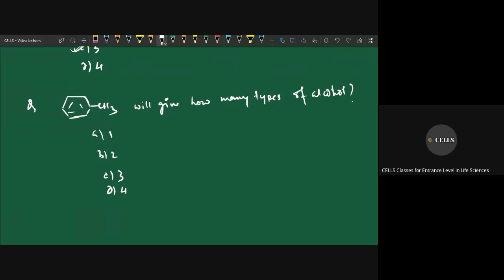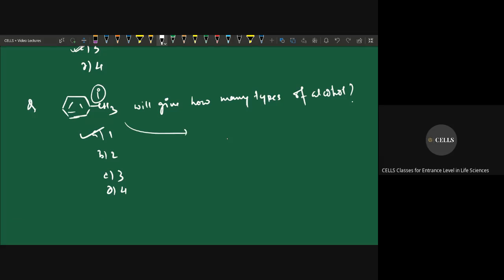Just take any guess and tell me. How many types? I asked you how many types. Alcohol can be only of 3 types. You can't answer 4. Very simple. Primary, secondary, or tertiary. There will be one answer. Answer will be A. Not 2. Just think in a very simple manner. You have only primary carbon.